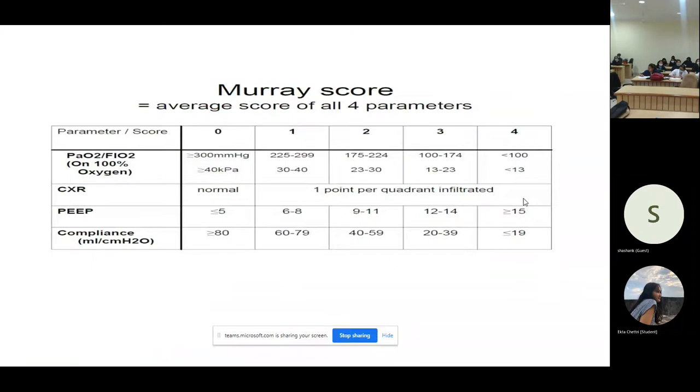as soon as possible. So as you can see, the patient is scored based on the P by F ratio. Then for the chest X-ray, points are given as per the quadrants of the chest X-ray infiltrate, then the maximum PEEP settings, then lung compliance. All the scores are added and divided by 4. And if the score is above 3 or 4, the mortality rate is more than 80%. So for ECMO, if a patient's Murray score is more than 3 or 4, he or she should be put on ECMO as soon as possible. Any doubts till now?